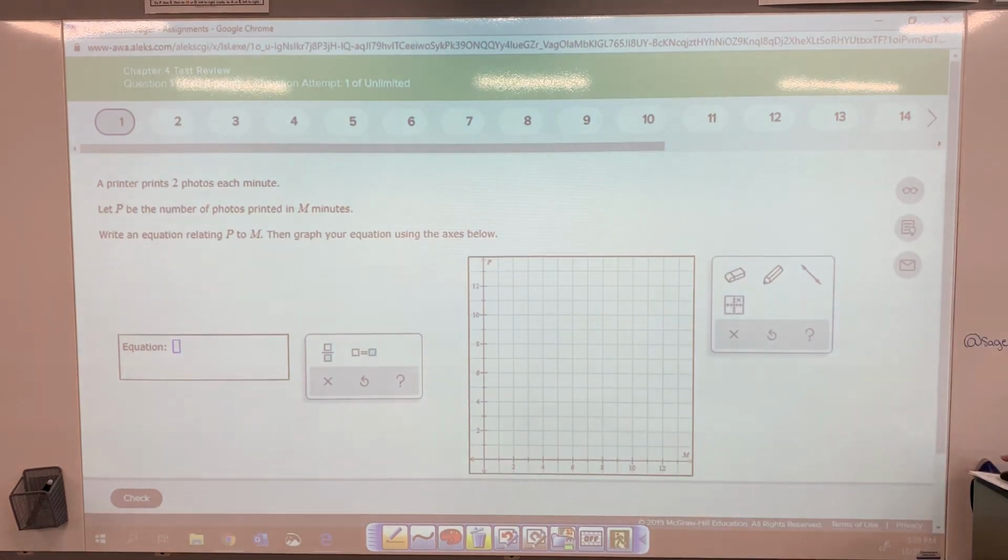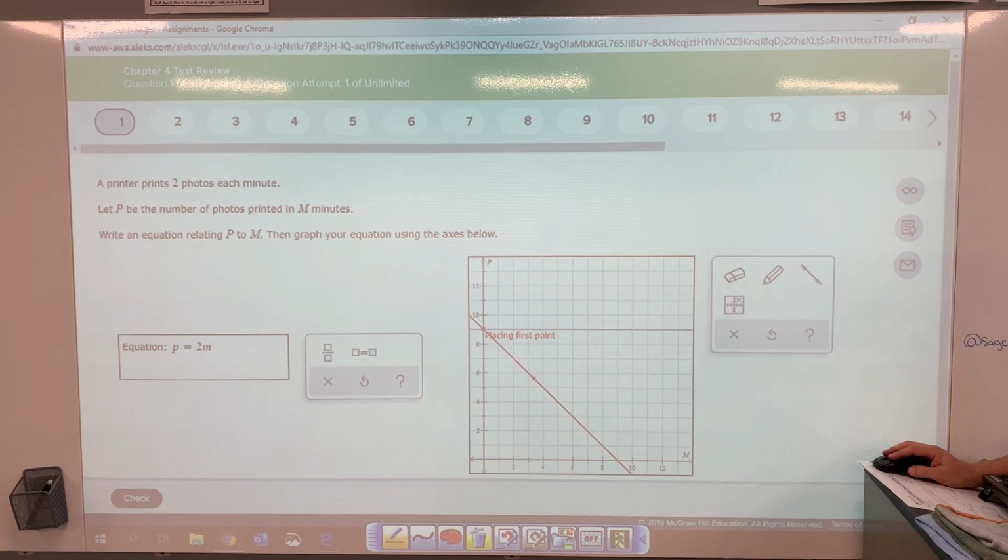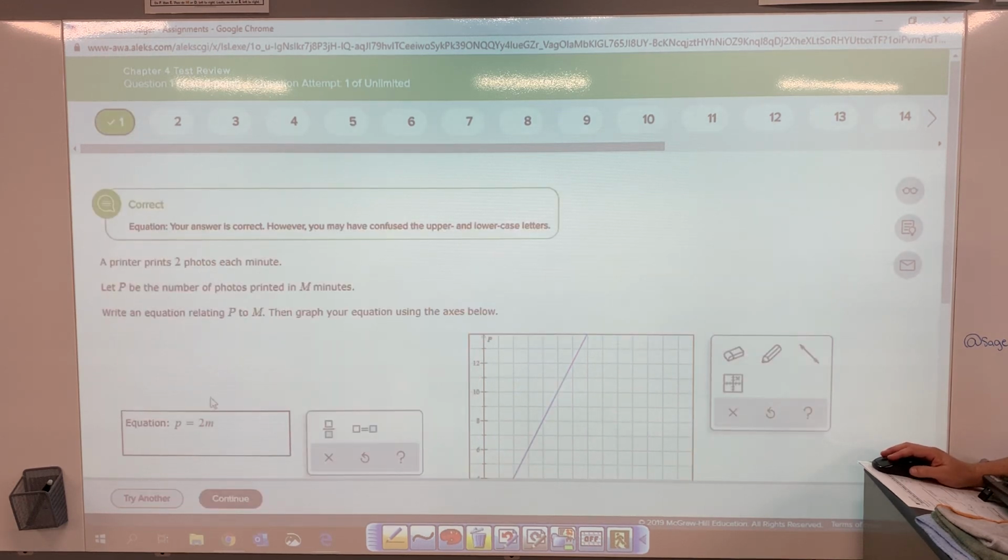So if you did that, then you know this formula has to use the letter P, because it says let P be photos, so it'd be P equals, and you can do lowercase or upper, it doesn't matter, P equals, in this case, 2M. And then you basically would have to graph it. If I were to graph this on Desmos, my y-intercept would start at 0, and then it would go up 2 over 1. There's my graph, let me check it, and bam, I'm correct.